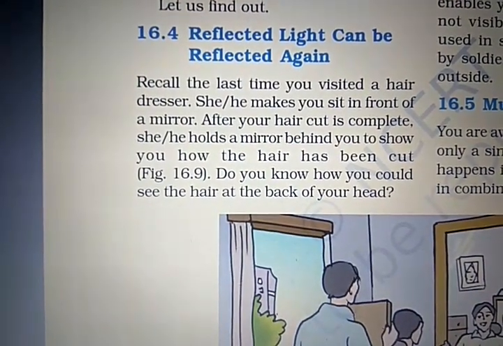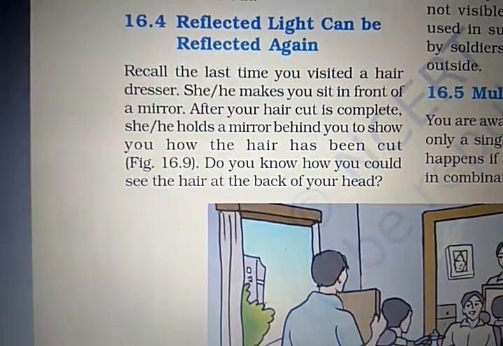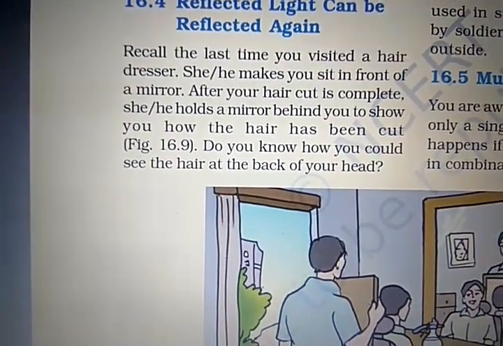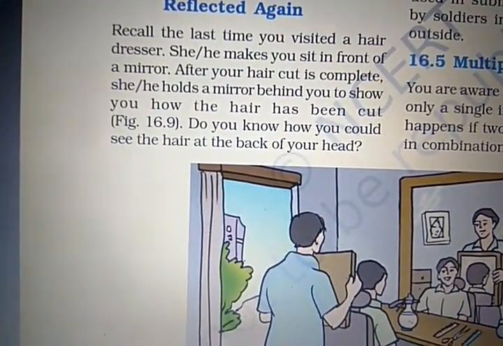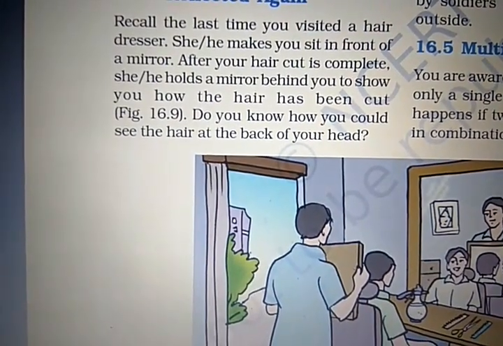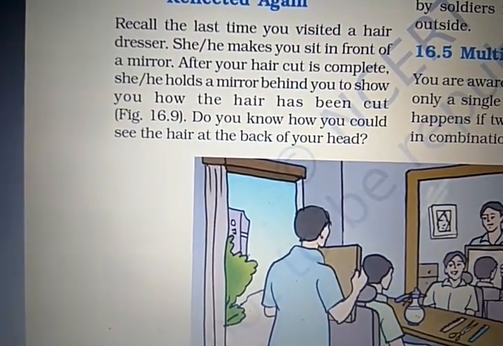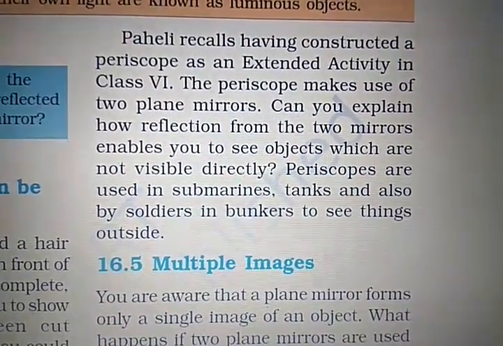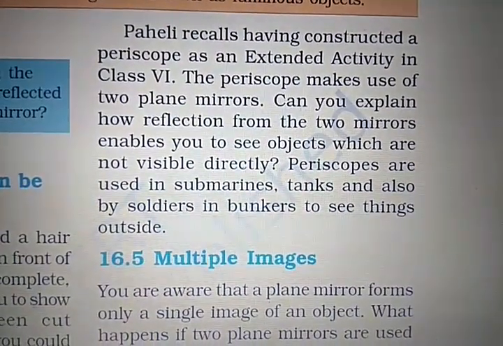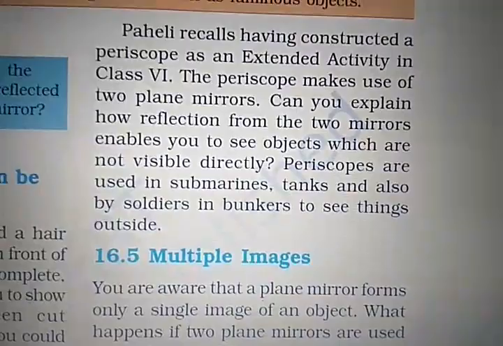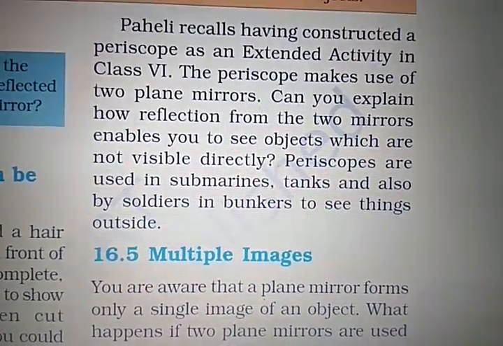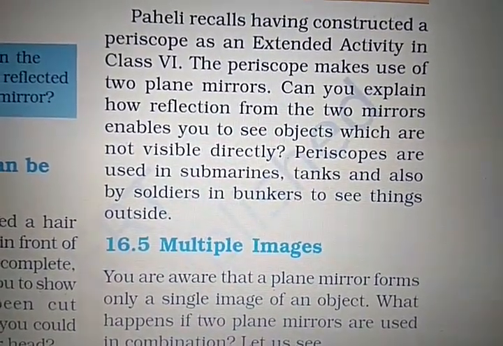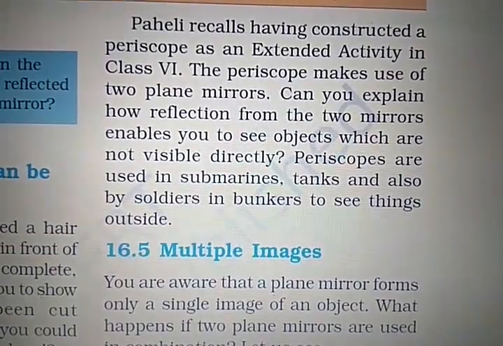Recall the last time you visited a hairdresser. She makes you sit in front of the mirror after your haircut is complete. She or he holds a mirror behind you to show you how the hair has been cut. Do you know how you could see the hair at the back of your head? Yes, Paheli recalls having constructed a periscope as an extended activity in class 6. The periscope makes use of two plane mirrors. Can you explain how reflection from the two mirrors enables you to see objects which are not visible directly? Periscopes are used in submarines, tanks, and also by soldiers in bunkers to see things outside.